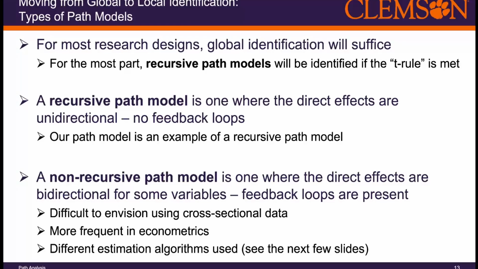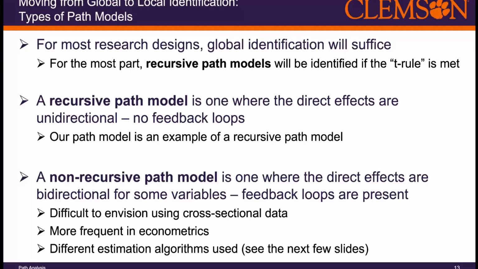For most of your research designs, the global identification will work for the most part, but we actually have to go a step further and define a couple different ways of what path models look like. So technically, global identification works if you have a recursive path model. Now, to define that, a recursive path model is one where the direct effects are unidirectional. Right? There's no feedback loops. And that big path model we started our lecture with is an example of a recursive path model.